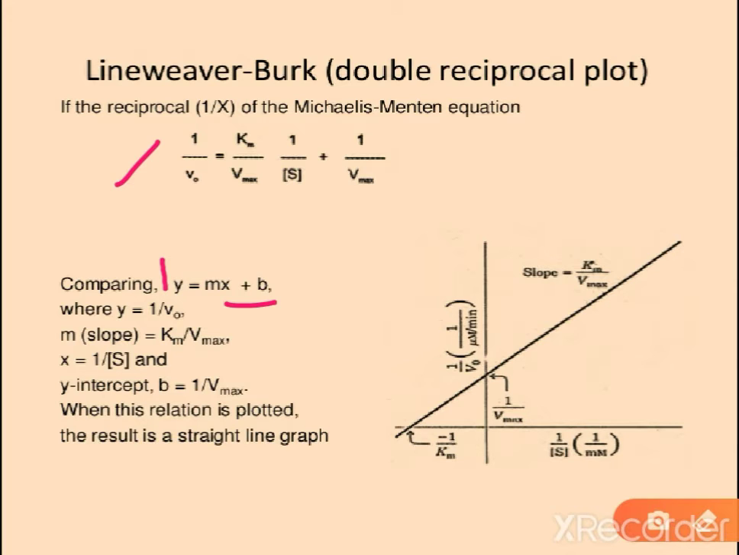So, based on this, if we plot all these values in this graph, we get a straight line. The slope is Km divided by maximum velocity, the y axis represents 1/V0 and the x axis represents 1/substrate concentration, and this point represents the -1/Km, and this y intercept represents 1/maximum velocity. All these values are reciprocal. This graph is very important because all the inhibition models are described based on this graph.